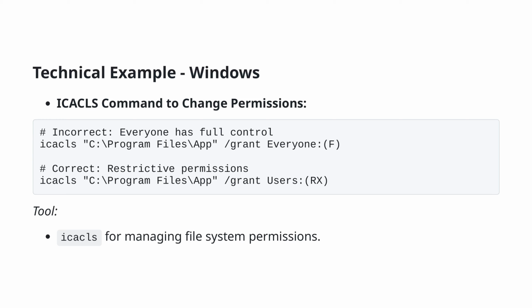On the other hand, the correct example demonstrates setting more restrictive permissions. icacls C:\Program Files\App /grant Users:(RX).